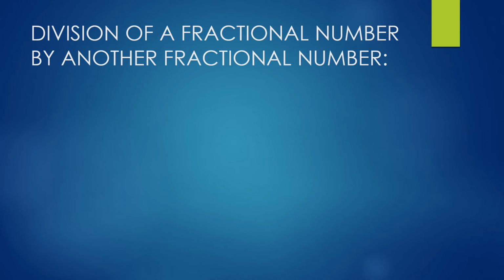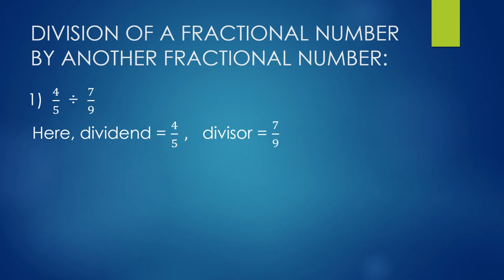Our next topic is division of a fractional number by another fractional number. Let's solve some examples. Question number 1. 4 upon 5 divided by 7 upon 9. Here dividend is equal to 4 upon 5 and divisor is equal to 7 upon 9. To divide, first change division sign to multiplication sign and multiply by the reciprocal of the divisor.